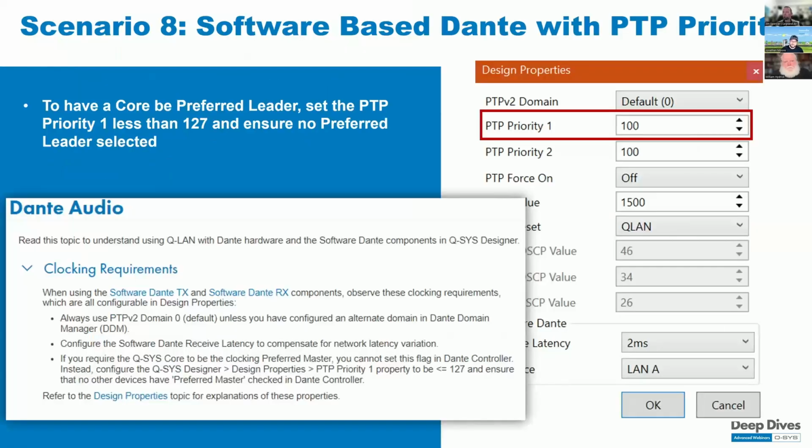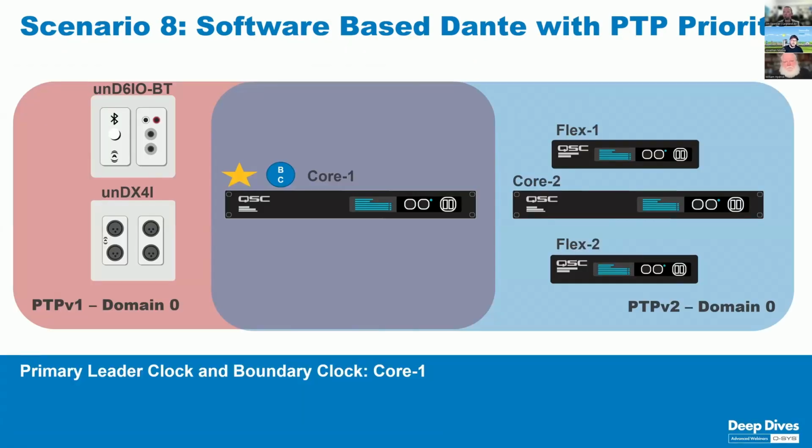What we're going to do is set our priorities lower and have our core win the election and be both the clock leader for version 1 and version 2, and be the boundary clock between version 1 and version 2. So it's going to transmit out a clock pulse for version 1 and version 2.